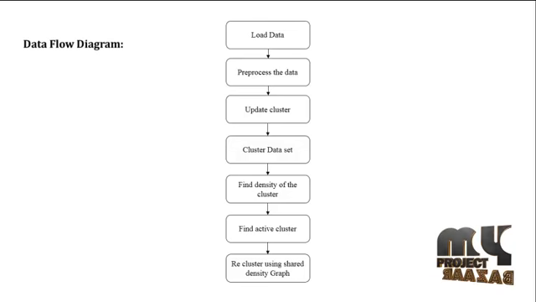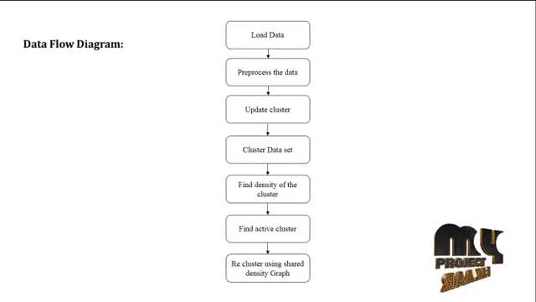This is our project flow diagram. First you have to load a dataset. The dataset is classified into two types. We have to use two datasets, or in another project. After the dataset is loaded, we have to pre-process the data because some unwanted messages have entered the dataset. So we have to pre-process the data, and we have to update the cluster.